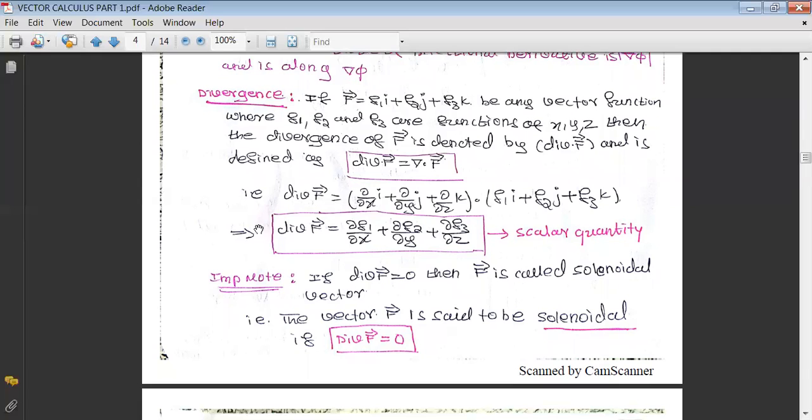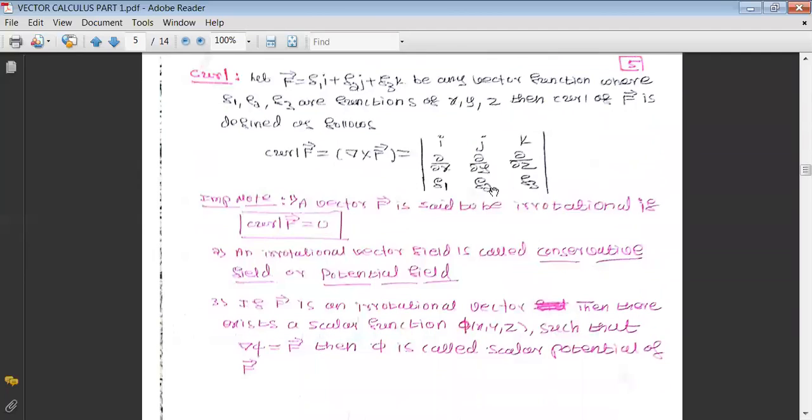And using the definition of divergence of a vector, one important definition we can give is when to call the given vector a solenoidal vector. A given vector f bar is said to be solenoidal whenever the divergence of the vector is 0. That is, if divergence of f bar is 0, then the vector f bar is called a solenoidal vector. And after divergence, one more important concept, called curl, we have to define.